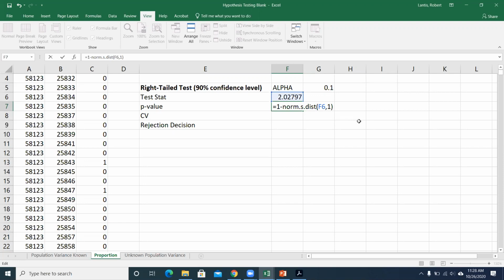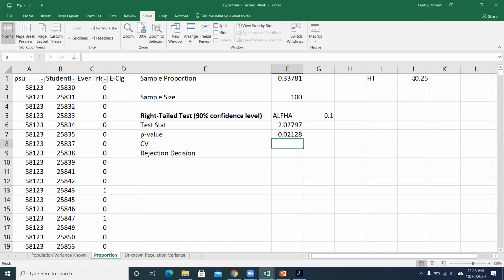Just put 1 minus there in the front. Right? So it's going to look up from the table the area to the left of 2.02797, then subtract it from 1, and return to me my p-value. Okay? Or the probability I saw this z-statistic or this test statistic or anything further away from that assumed true population proportion. Okay?